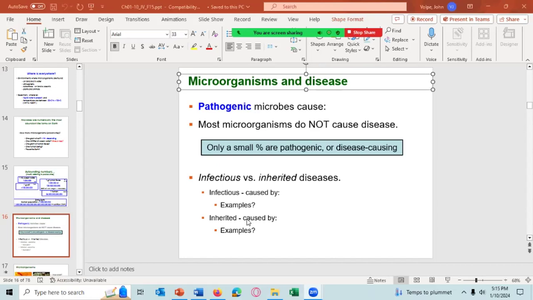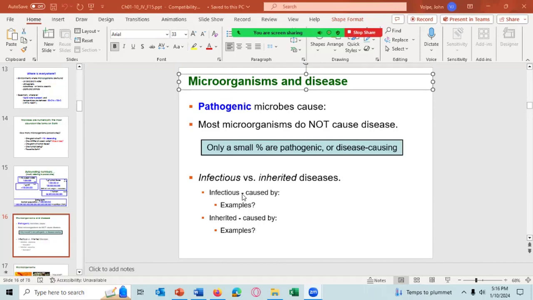These are diseases that are caused by the genetic makeup that a person is born with. What's an example of an inherited disease? Cystic fibrosis. Cystic fibrosis is an inherited disease. Another good example is, oh gosh, I forgot the name of that. Sickle cell anemia. You're born with these conditions. They're not caused by microbes. They're by your genetic makeup. Any question about any of those?